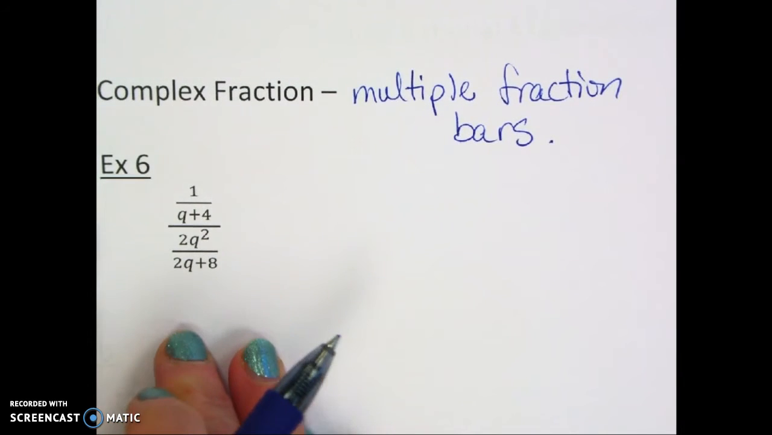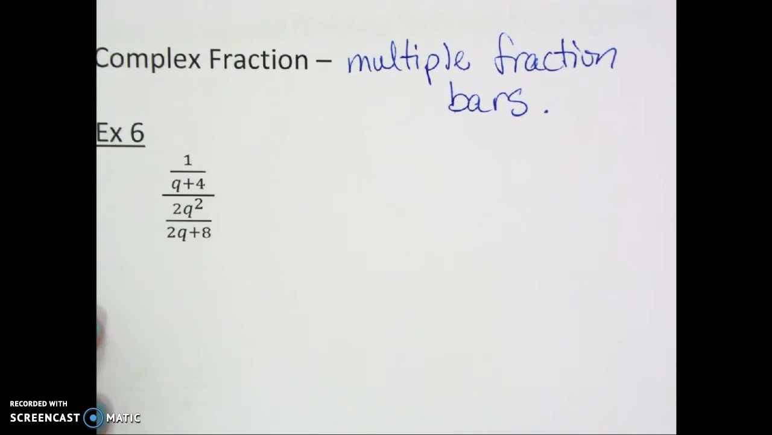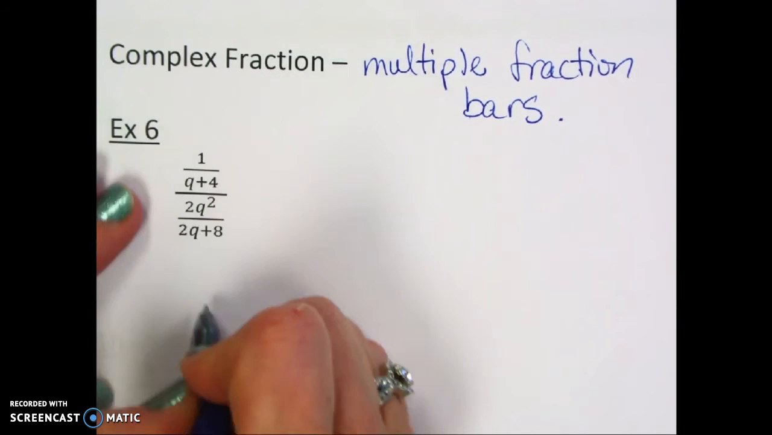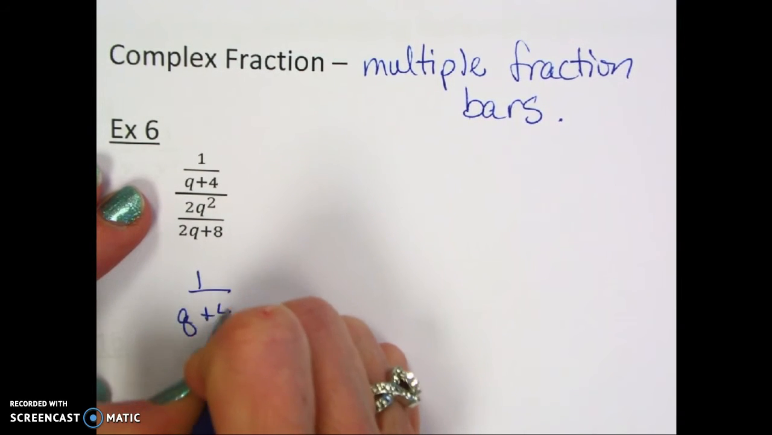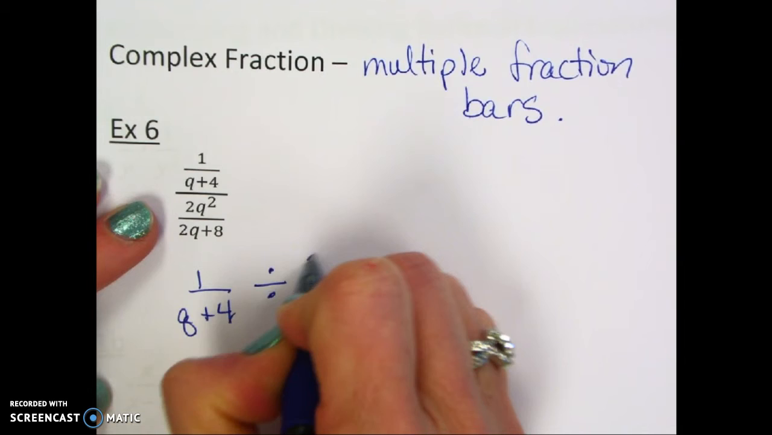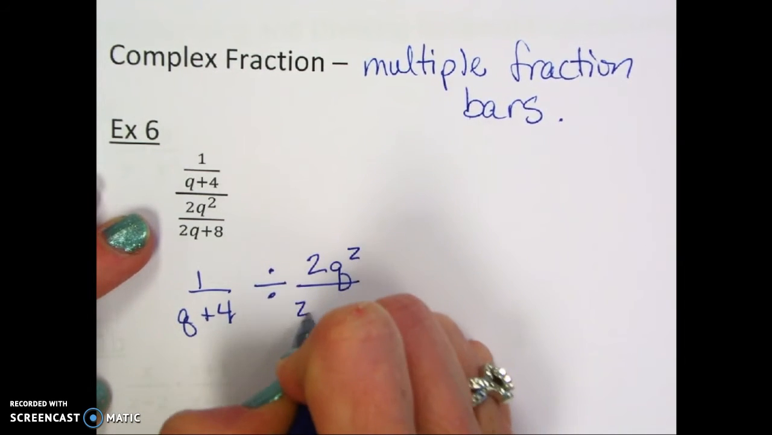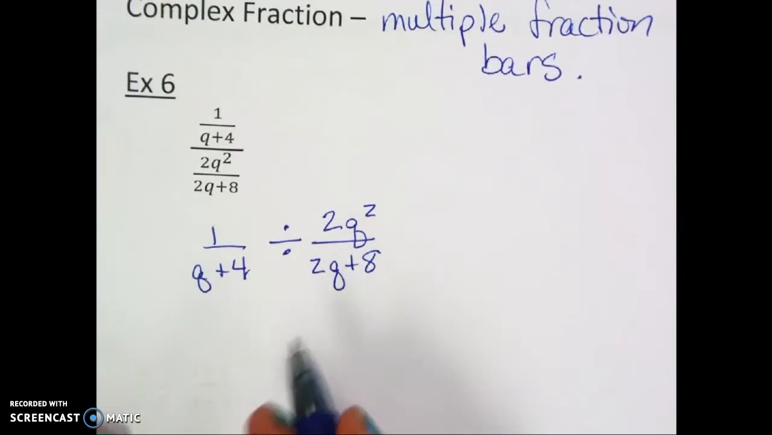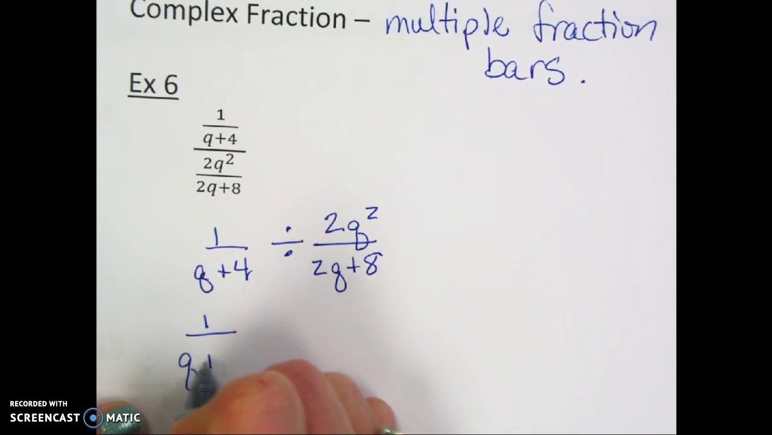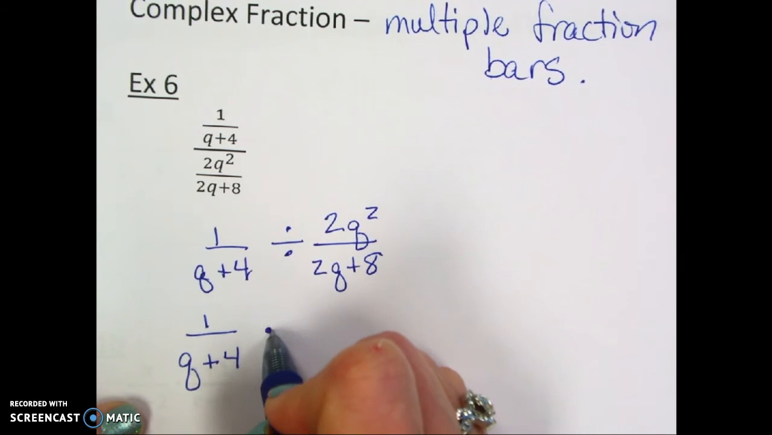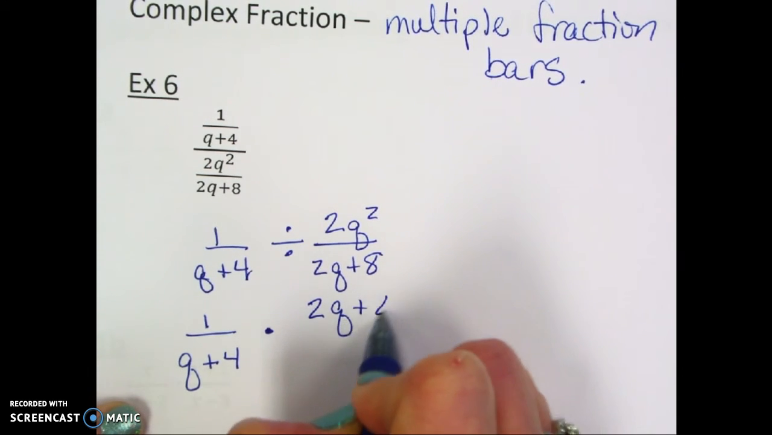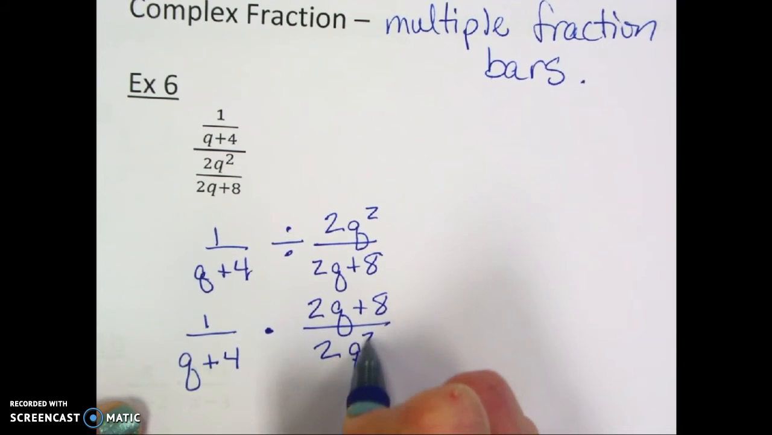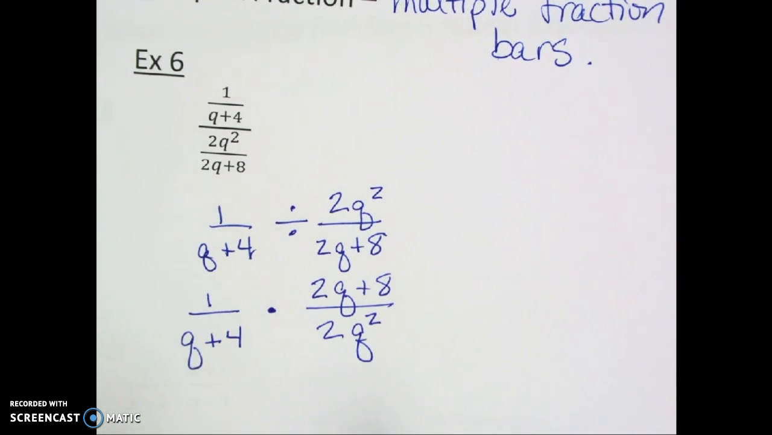Now, this problem is really similar to the problem I just did. You just have to realize that this is a division problem. So 1 over q plus 4 divided by 2q squared over 2q plus 8. This is the division problem that we have here. So when we're working this out, we will have the 1 over the q plus 4 times the reciprocal of this. And then from there, we could factor it and cancel anything that we could cancel to get our reduced answer. So that's all a complex fraction is.